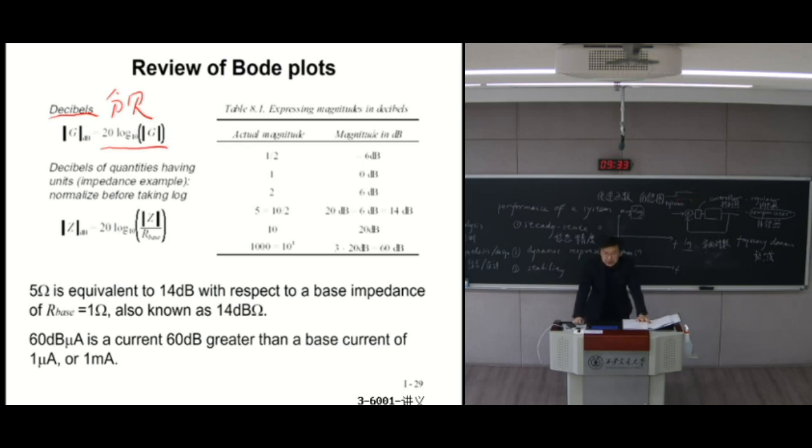So let's say the transfer function has a magnitude of 10. Taking the common logarithm would be 1, and multiplying by 20, that's going to be 20 dB. And if the magnitude is 100, taking the logarithm, that would be 2. Multiplied by 20, that would be 40 dB.